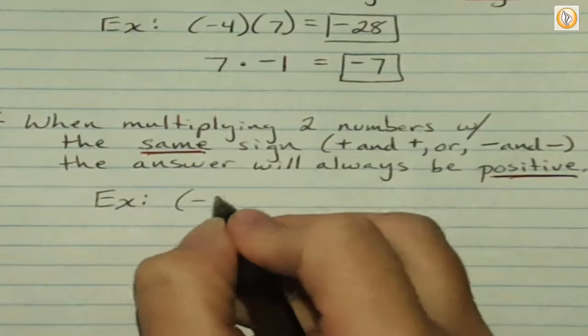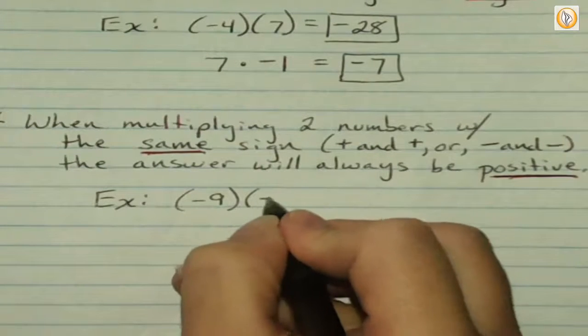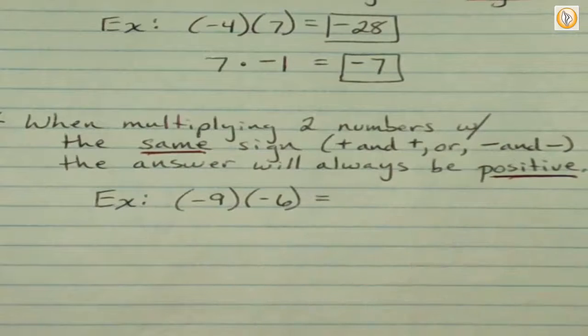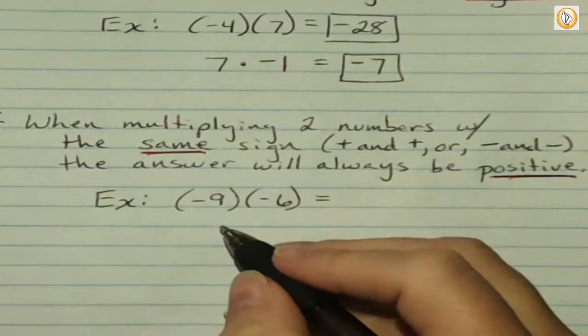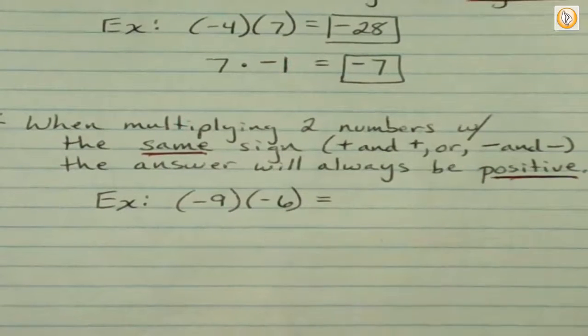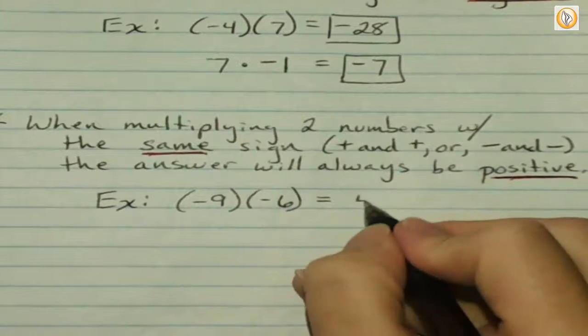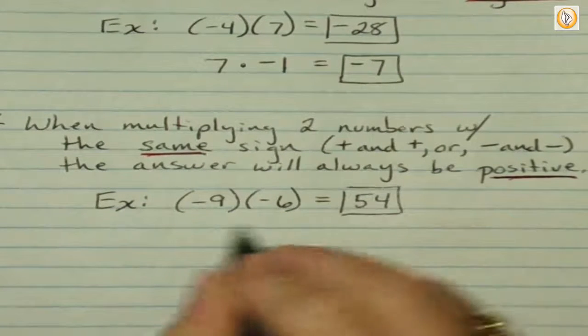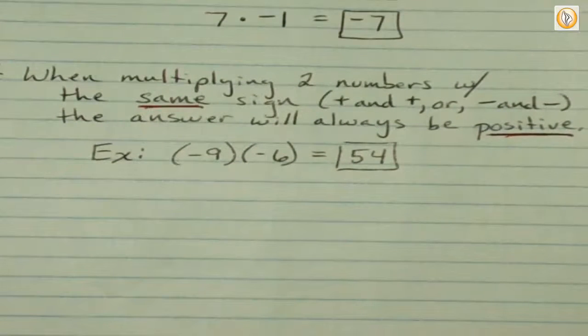Example. -9 times -6. Michaela, what's the answer? Right. Negative 54. Or, no, 54. Which is it? 54. Positive. Feel confident on that? Okay, she's correct. It is positive 54. Negative times a negative gives you a positive.